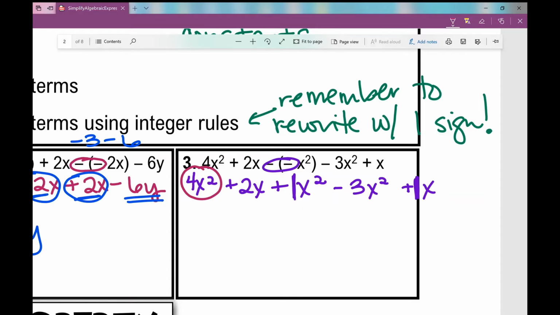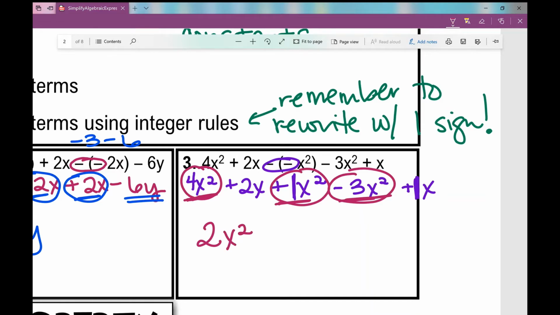So now, first, I'm going to circle my first term here, which is 4x squared. All the terms that are like 4x squared will have x squared as their last name, quote unquote. Remember, same variables raised to the same powers. So the terms that are like 4x squared are going to be 1x squared and negative 3x squared. Even though these other terms contain an x in them, they don't have an x squared, so it's not the same. I can't combine them. So now I use my integer rules. 4 plus 1 is 5. 5 minus 3 is 2. Last name stays the same, x squared.